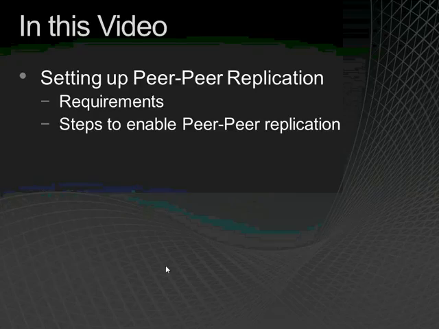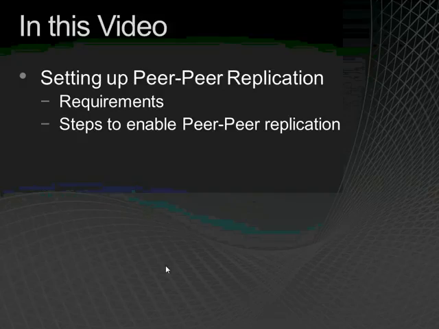The basic requirements for peer-to-peer replication is you need to have either Enterprise Edition of SQL Server or Developer Edition of SQL Server. You need to have two instances of SQL Server, instance 1, instance 2. You need to have a transactional publication which is already created.